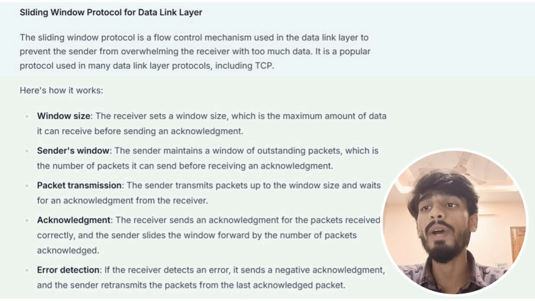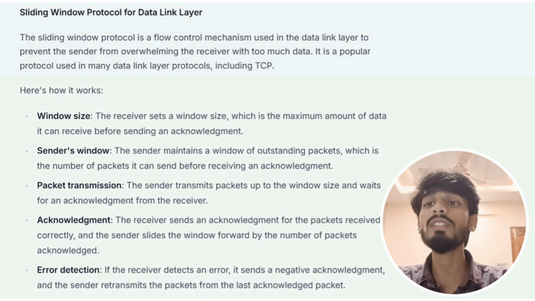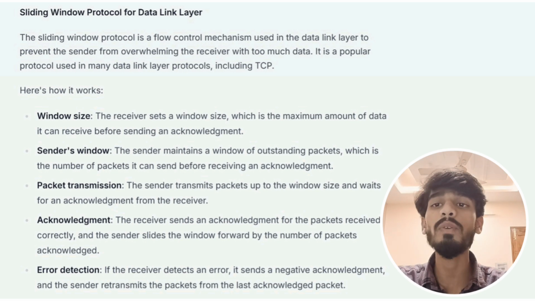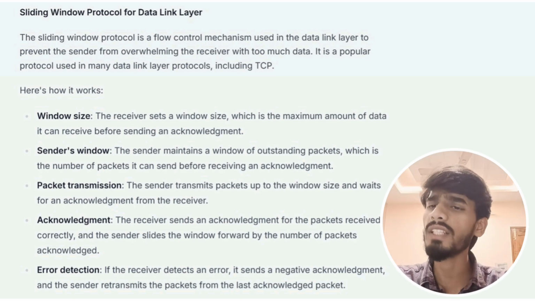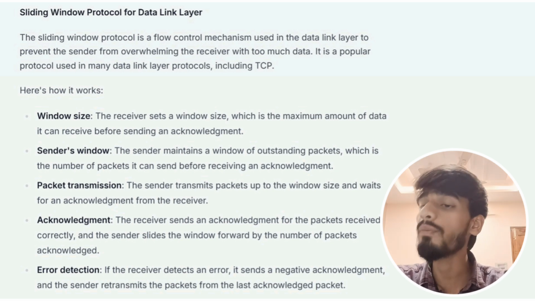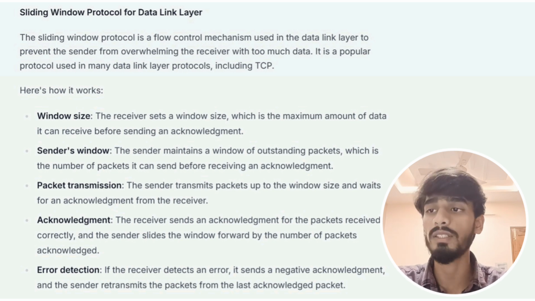Now let us see some benefits of sliding window protocol. First is flow control. It prevents the sender from overwhelming the receiver with too much data. Error detection and correction. It detects errors and corrects them by retransmitting packets. Efficient use of bandwidth. It ensures that the bandwidth is used efficiently by transmitting packets in bulk.